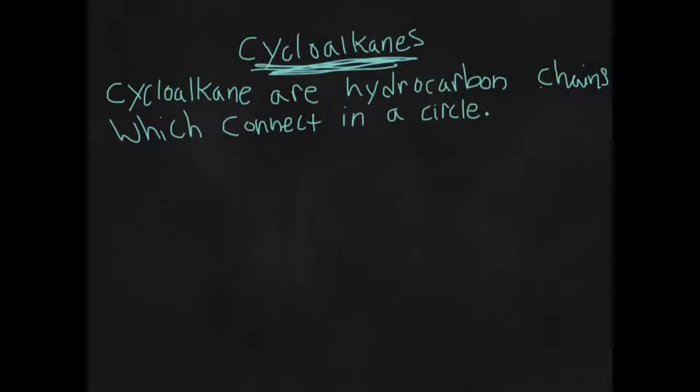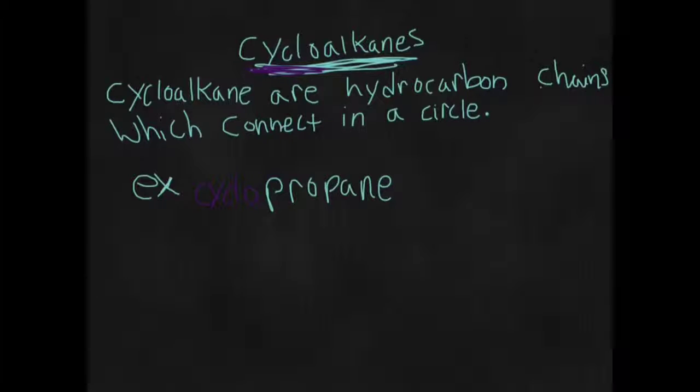Cycloalkanes. What are they? Well, cycloalkanes are hydrocarbon chains which connect in a circle. So, for example, let's do propane. Now, we already know how to draw just propane, but we want to draw the cyclo part. So we take the cyclo part of cycloalkane, put it right in front of the propane. Cyclo. That way it makes cyclopropane.